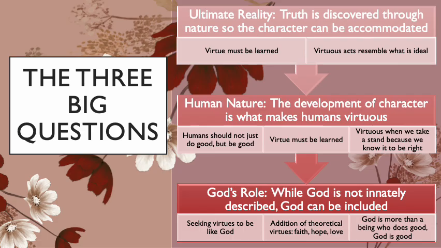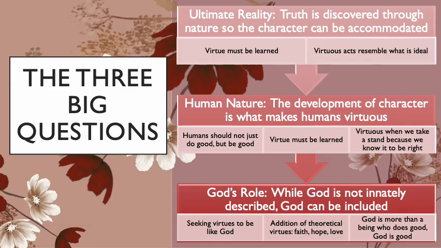According to virtue ethics, truth is discovered through nature, and therefore the human character must be accommodated based on the truth that is discovered. In other words, virtues must be learned. We can discover the truth, but then we must learn how to apply it. Acts are deemed virtuous when they resemble what is ideal and what is found in nature. The nature of humans is this desire to develop our character so that we can become virtuous. Humans should not just do good, but they should be good. And again, we have to learn to do this.